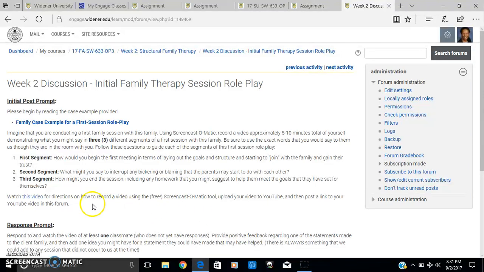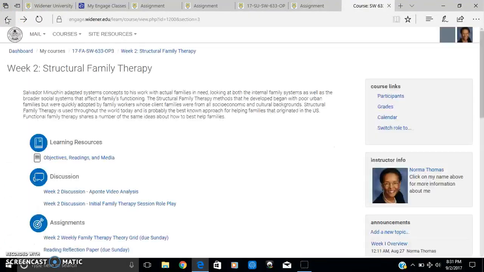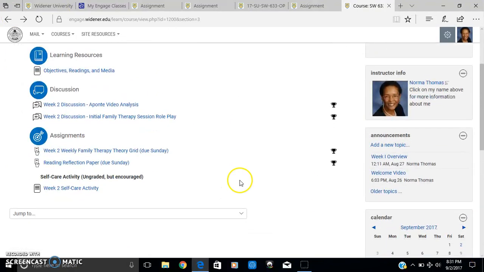You want to watch this video that you will have access to in terms of how to utilize Screencast-O-Matic and then to upload that video. After that, this is due by Thursday, then you are to respond to one of your classmates between Friday and Sunday of this week. There are 2 additional written assignments.